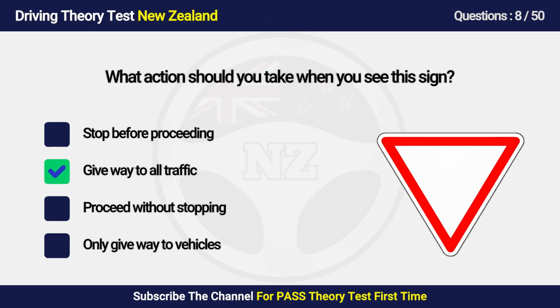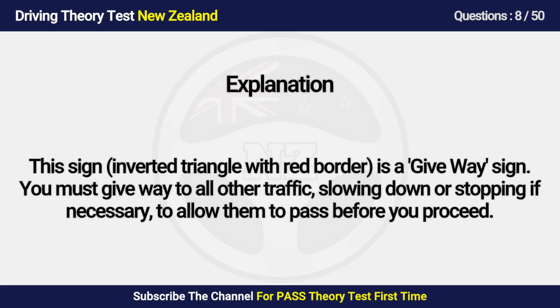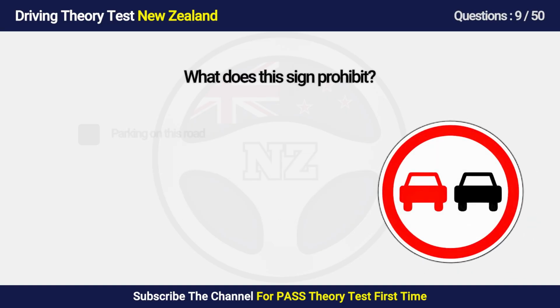Answer is B. Give way to all traffic. This sign, an inverted triangle with red border, is a give way sign. You must give way to all other traffic, slowing down or stopping if necessary, to allow them to pass before you proceed.